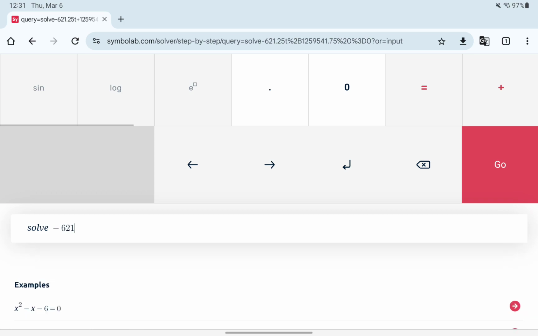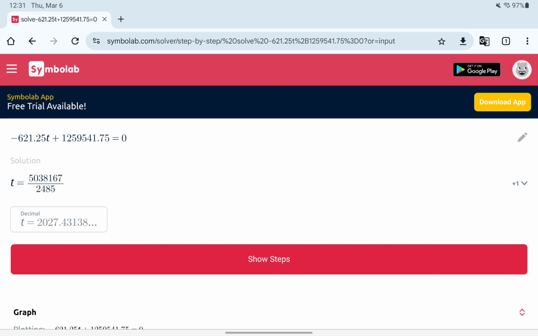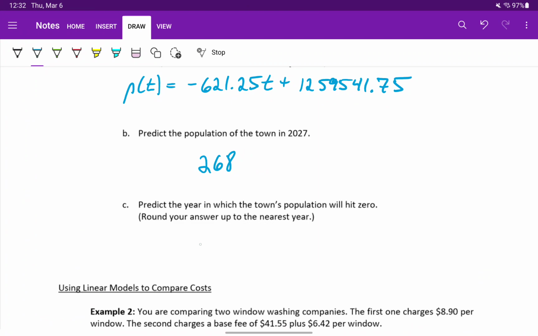So we'll ask it to solve negative 621.25 t plus 1,259,541.75 set equal to 0. And I liked it when I typed it in that way better, so we get a value of t equals 2,027.43138. We're given the direction of the problem to round that answer up to the nearest year, so we'll round that up to the year 2028. Our model predicts that in the year 2028, the population of this town will hit 0, assuming this model is valid and that same relationship continues to hold.